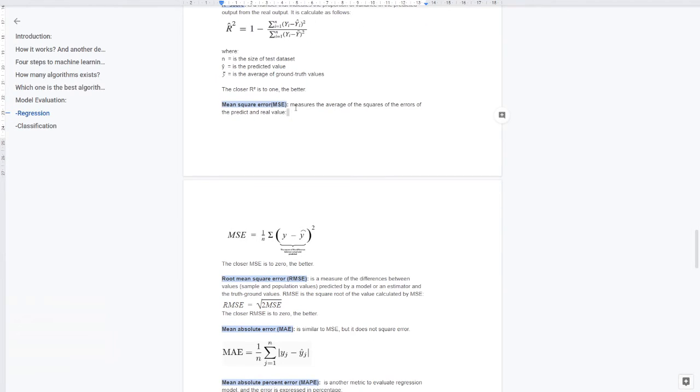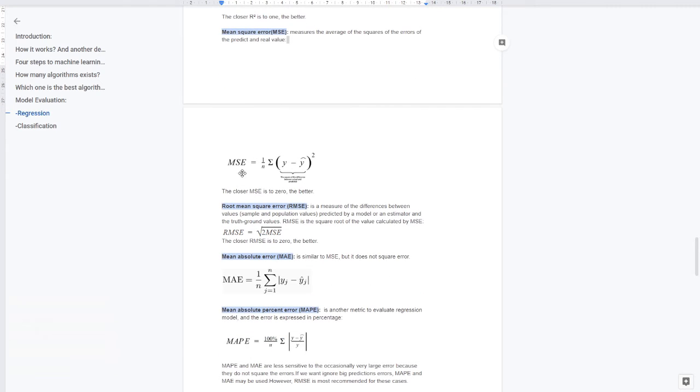Mean square error, MSE, measures the average of the squares of the errors of the predicted and the real value. Well, MSE formula: subtract the predicted value from the real value and square it. And in this formula, the closer MSE is to 0, the better.